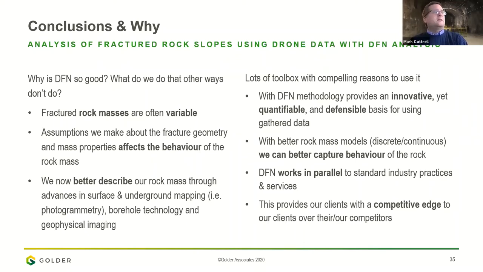The DFN approach basically provides a quantifiable approach for making predictions that you can actually tie to what you observe. It works in parallel with standard industry practices and services. So, you know, we're certainly not throwing away all of the empirical techniques that we have. This is there to support them, and it's there to actually make supporting arguments with. And overall, the DFN approach is there to provide a competitive edge in terms of understanding the rock mass. So thank you very much.